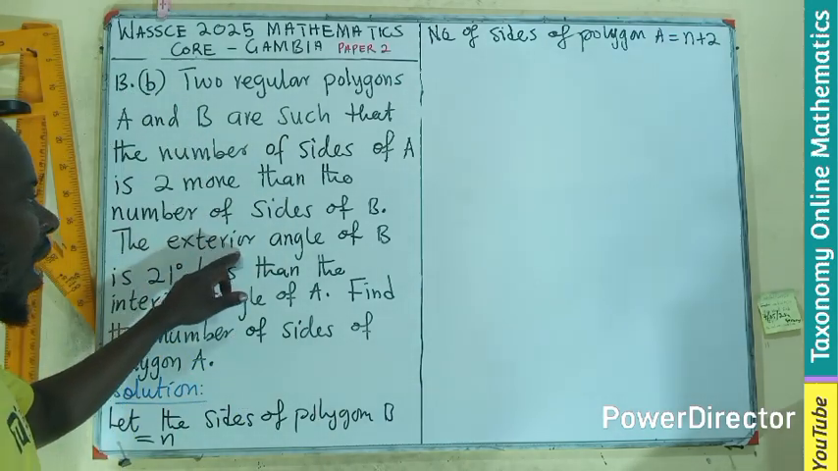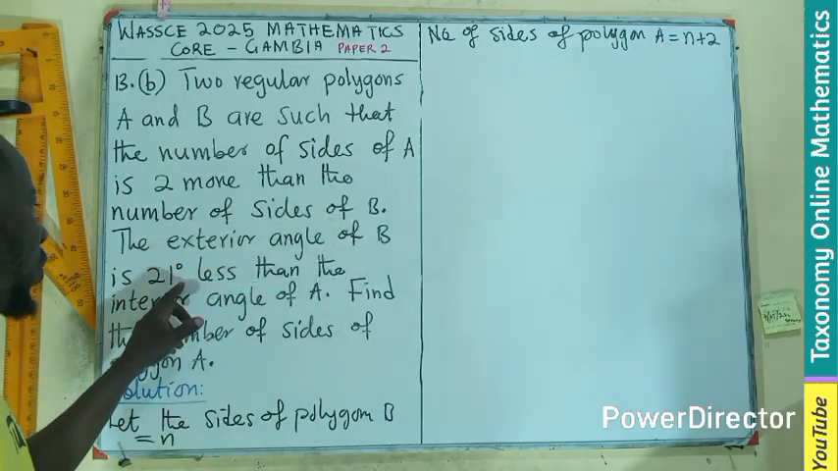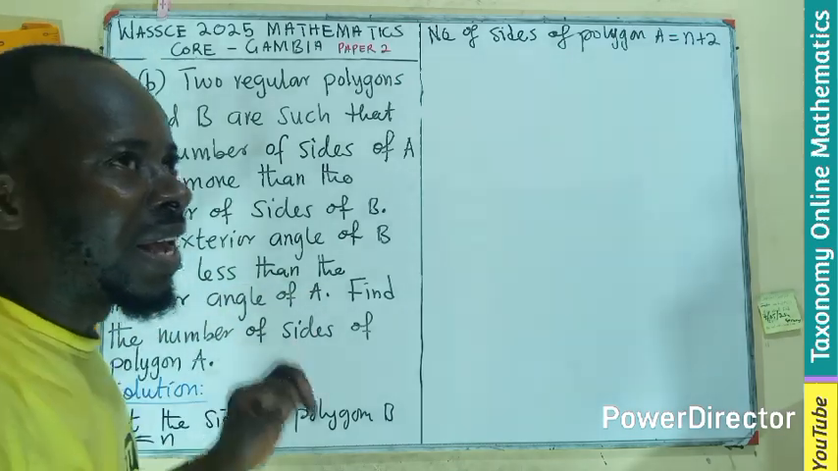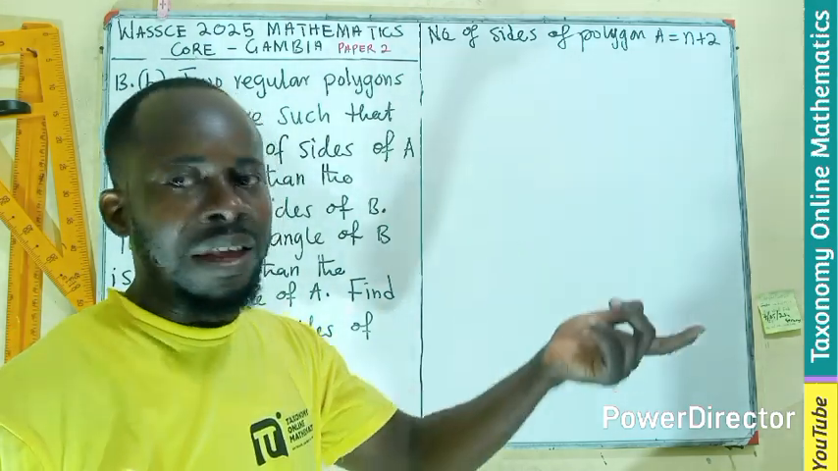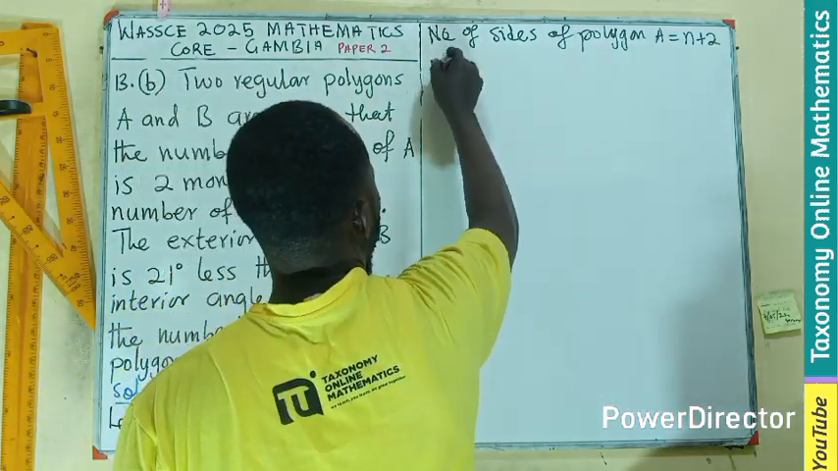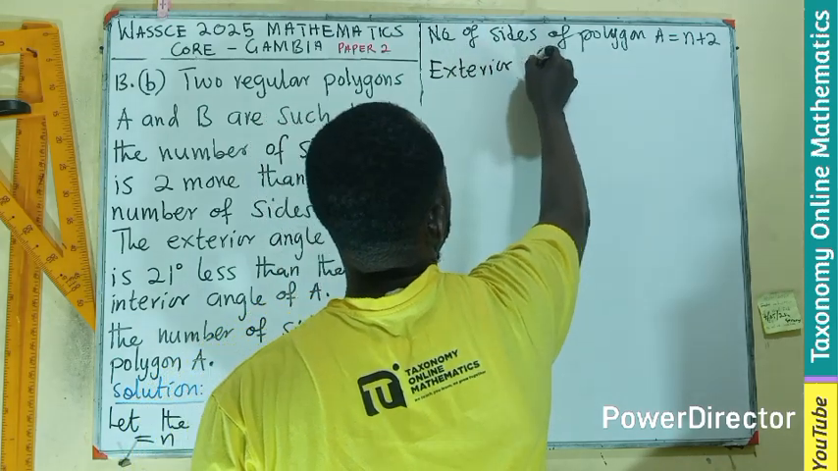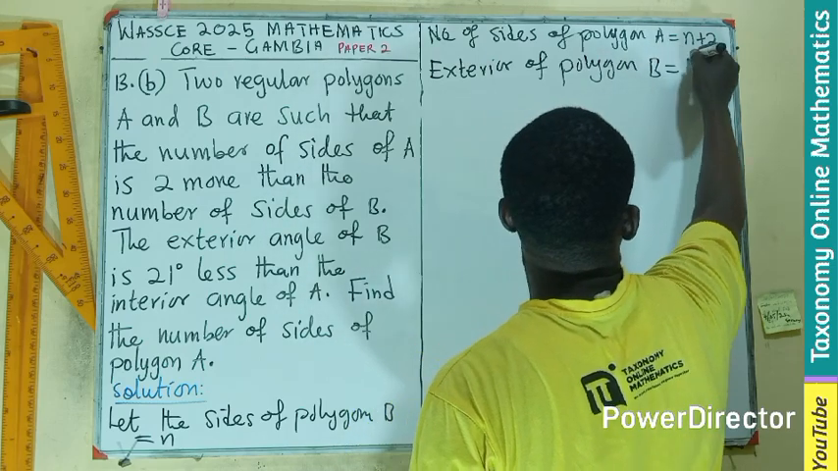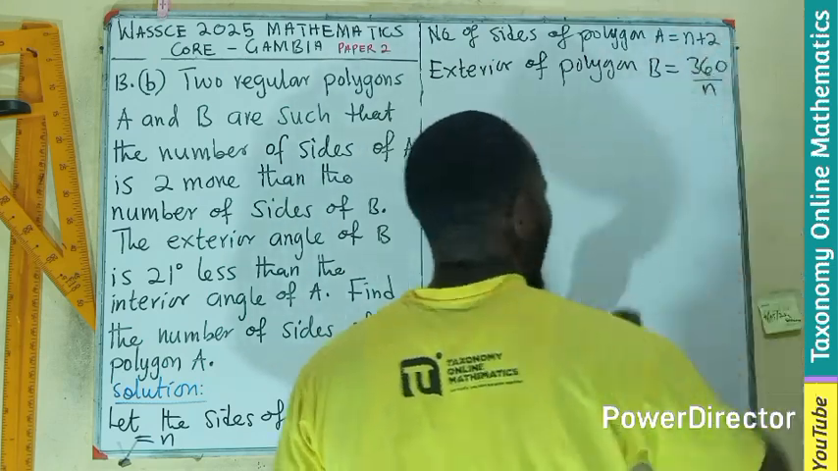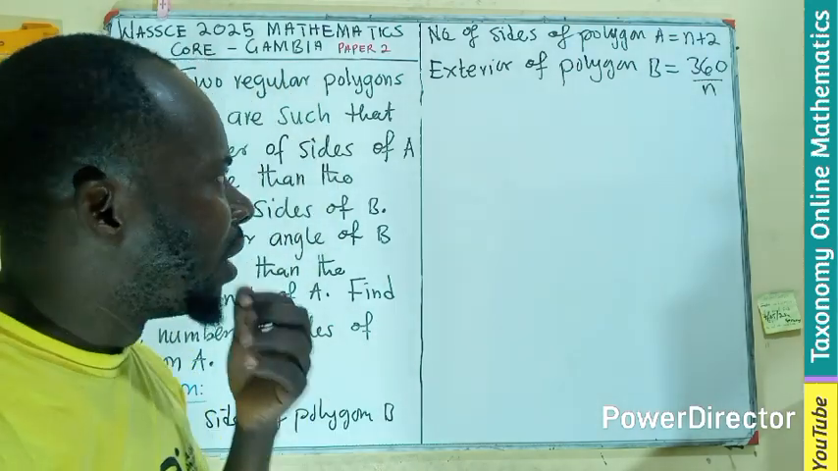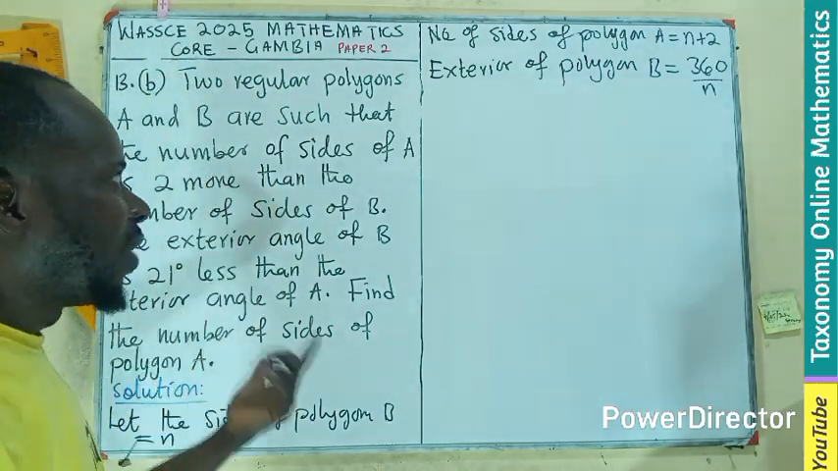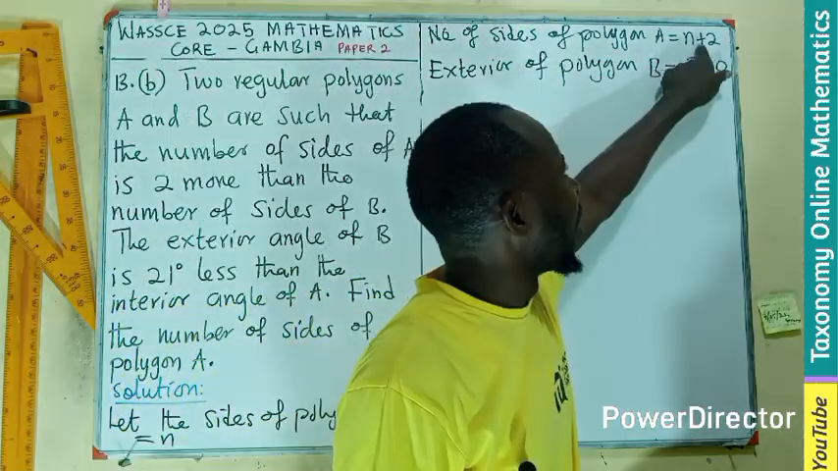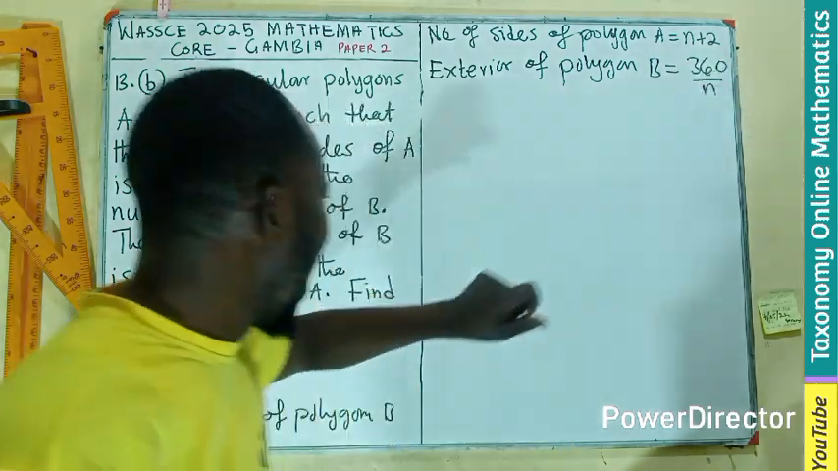Then the exterior angle of B is 21 less than the interior angle of A. So how do we find the exterior angle of a polygon knowing the size? I can say that the exterior angle of polygon B is going to be 360 divided by the number of sides, n. Likewise, the exterior angle of polygon A is also going to be 360 divided by the number of sides, n plus 2. But we are not asked to find that.